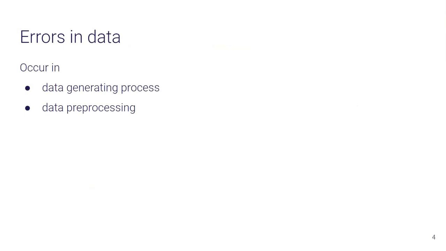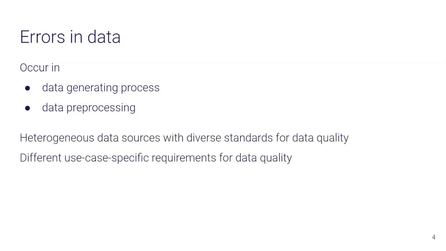In real world applications, these issues become even more pressing due to several reasons. First, data comes from heterogeneous sources with diverse standards for data quality. For example, part of the data might be coming from relational databases with strict integrity constraints, whereas another part might be ingested from web tables and crawls, key value stores, or simply CSV files with little to no constraints on data quality being specified. Secondly, different use cases might vary in requirements for data quality, making the concept of data quality very subjective and application specific.